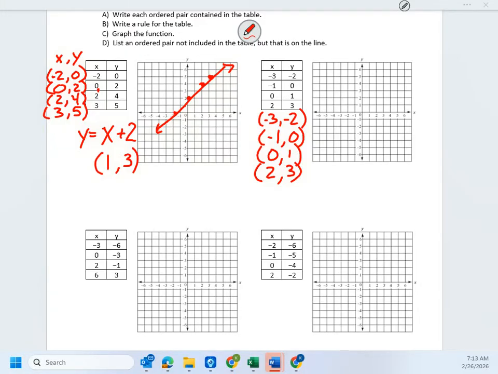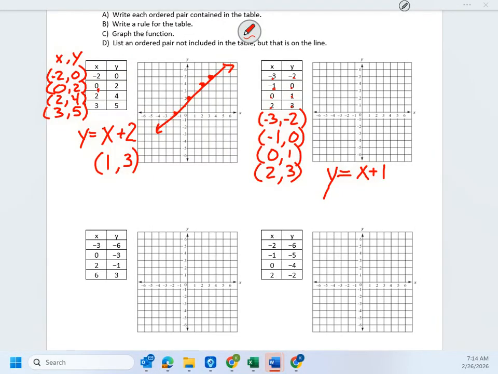I look here and I say, well, to go from 2 to 3, it goes up by 1. From 0 to 1, it goes up by 1. -1 to 0, it goes up by 1. -3 to -2, it goes up by 1. So again, remembering we put the Y on the outside, Y equals our input, and I could see I'm going up by 1 every time, so X plus 1.